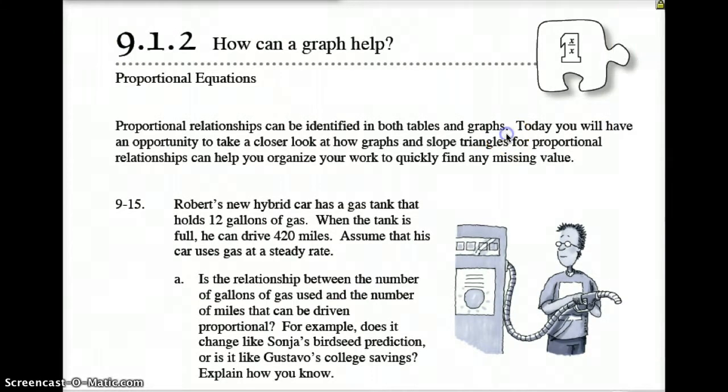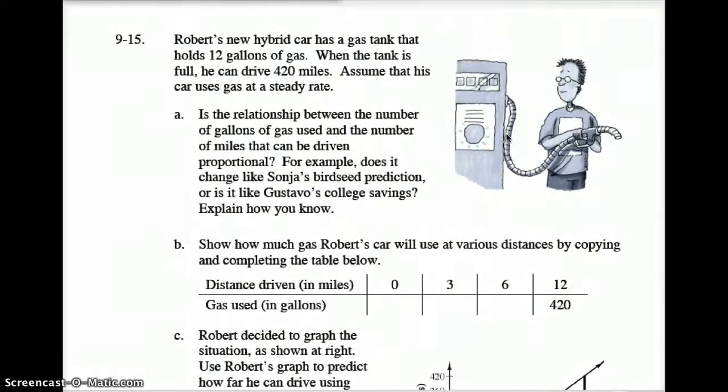All right, question number 15 here. Robert's new hybrid car goes 420 miles on 12 gallons of gas. So what we need to do is figure out, well, what would it go on these different amounts of gas? Now, without setting this up as a proportion and solving it that way, let's just think about this and answer the questions here. 6 is what of 12? You should have been thinking half. So what would be half of 420? Hopefully you said 210. Okay?